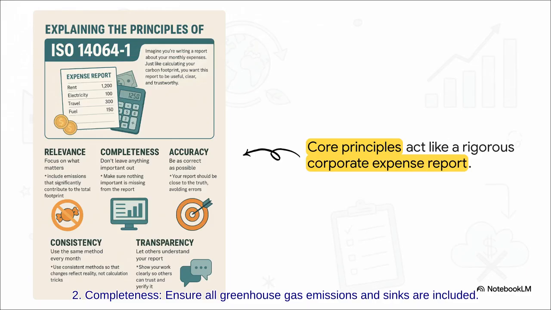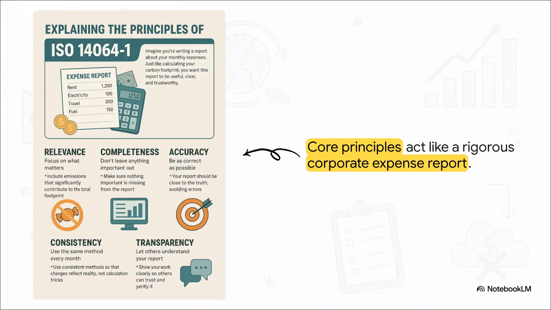First, relevance. You focus only on emissions that significantly impact your footprint. Second, completeness. Don't just conveniently leave any major emission sources out. Third, consistency. You have to use the exact same calculation methods every single year so you can honestly track your progress. Fourth, accuracy. You need to rely on real, reliable data, not just wild guesses. And finally, transparency. You must clearly show your work and your references so auditors and the public can actually trust it. You wouldn't fake a company expense report, right? Well, your carbon footprint requires that exact same level of rigor.